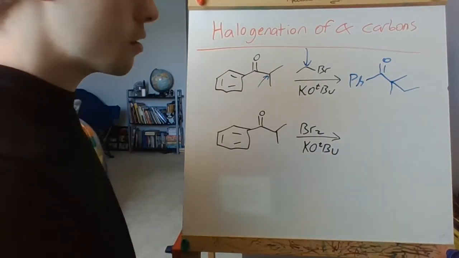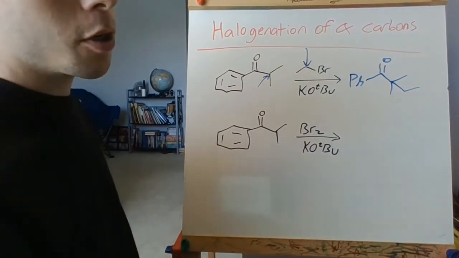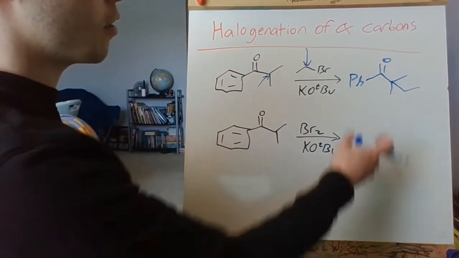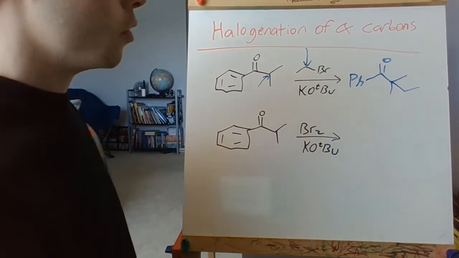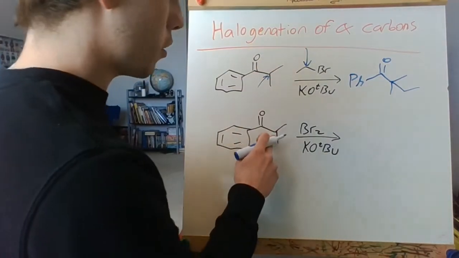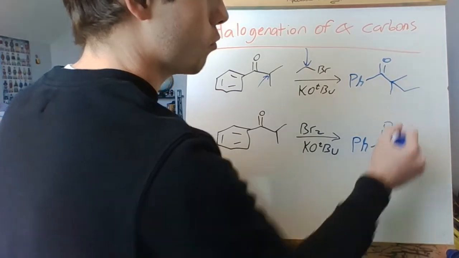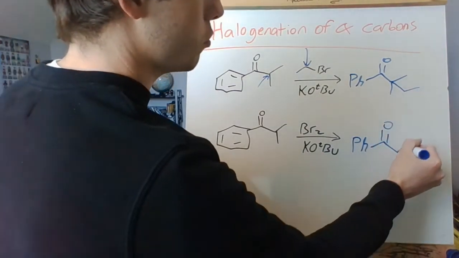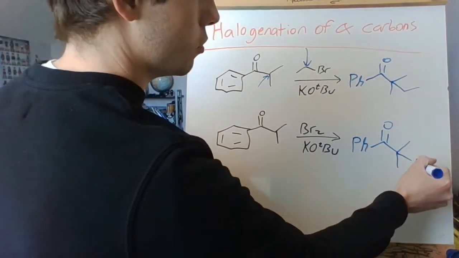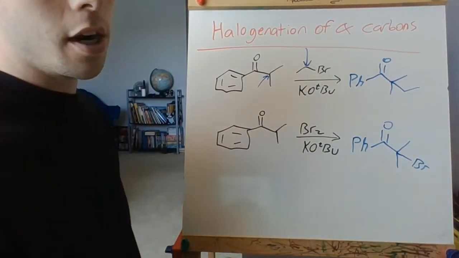In a similar sense, we can treat the same compound with the same base, so potassium tert-butoxide, and we can do halogenation of the alpha carbon. So instead of making a carbon-carbon bond, like in this case, we would make a carbon-halogen bond. I use Br2 here, so we would make a carbon-bromine bond. For the final product, again, I'm going to use Ph to represent phenyl. And then we draw back out the carbons that were here in our starting material, and then we add a bromine to this alpha carbon. And so our final product for this reaction would be shown here.